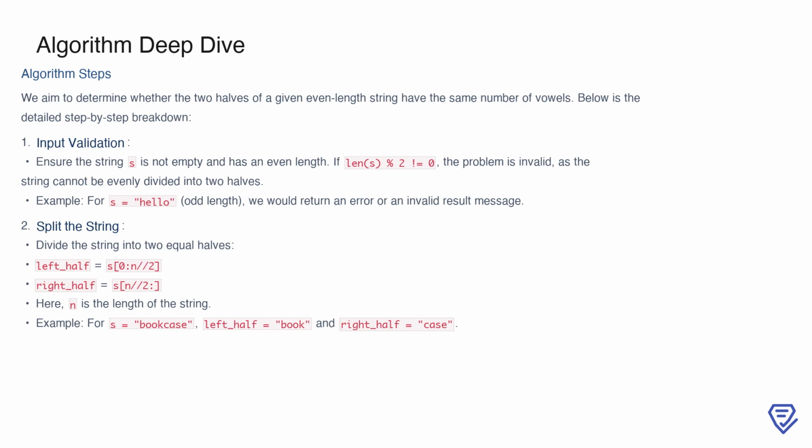Using slicing, the first half is formed by taking characters from the start up to the midpoint, while the second half starts from the midpoint to the end. For example, if the string is bookcase, the first half is book, and the second half is case. This gives us the foundation to analyze the two parts separately.